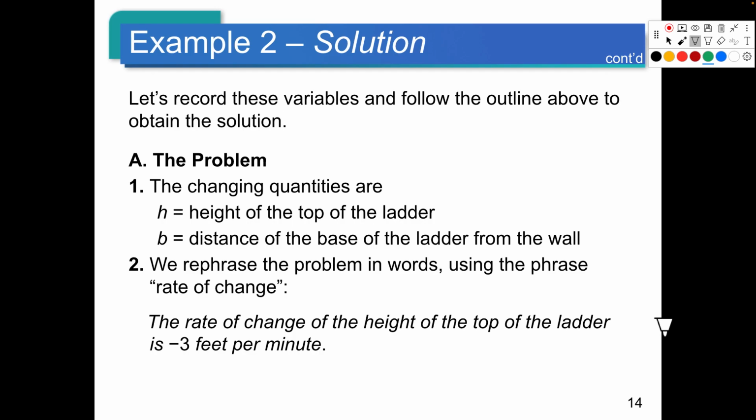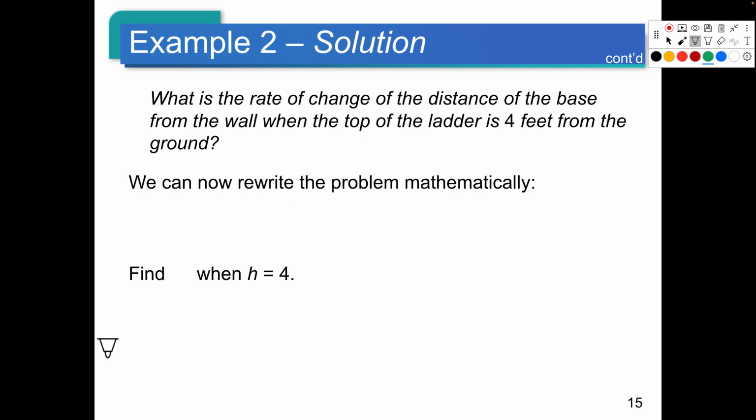They came up with the height and the base. You could use X and Y, or other variables as you want. They identified that the ladder was going down, so they have negative 3. Again, I missed that part initially, but I fixed it later on.